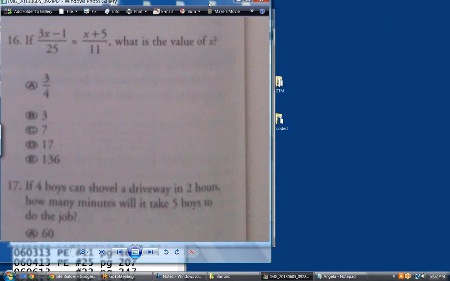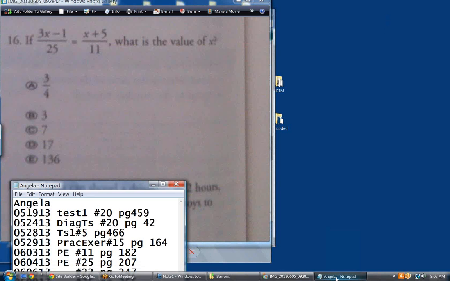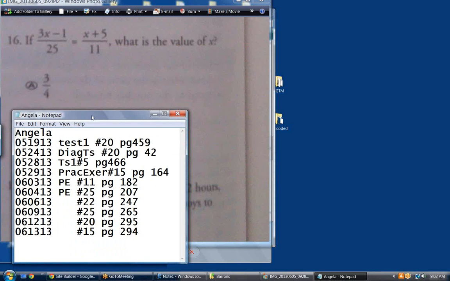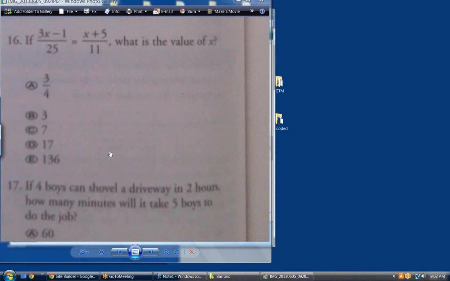Okay, my notes indicate that we got through question 15 last time. So why don't we pick up with 16? And this is the section on ratios and proportions. Okay.